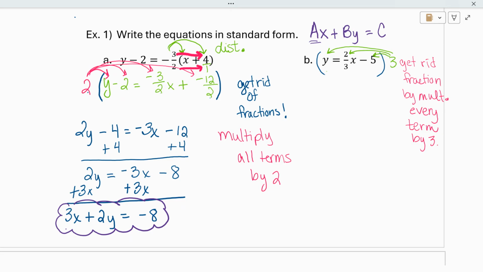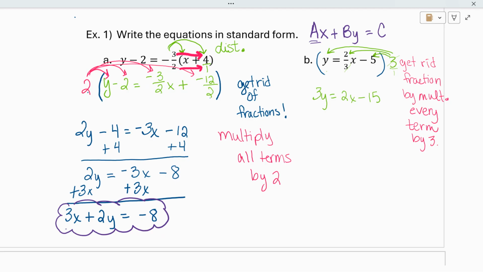What is 3 times y? 3y. And 2/3 x times 3. Remember that the whole number 3 gets rid of the denominator 3, because really this is 3 over 1. A denominator and a numerator of the same value when you multiply cancel each other out. So the 3's cancel out, and I'm just left with 2x. 3 times -5 is -15. Okay.